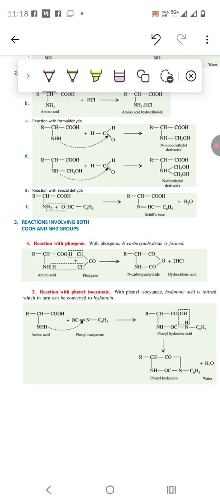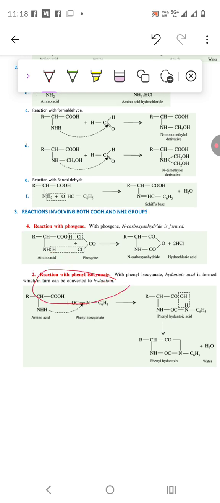Next, reaction with phenyl isocyanate. This reaction is often carried out to identify amino acid. So it gives the respective products. Clear? Here water is removed to produce phenyl hydantoin, and this is an intermediate product. This is the final product.